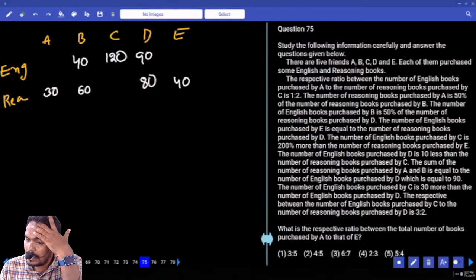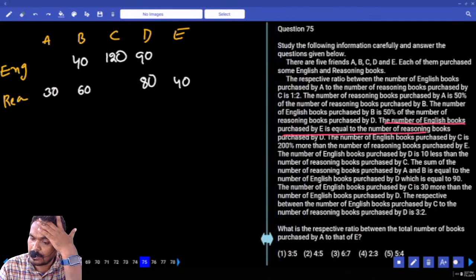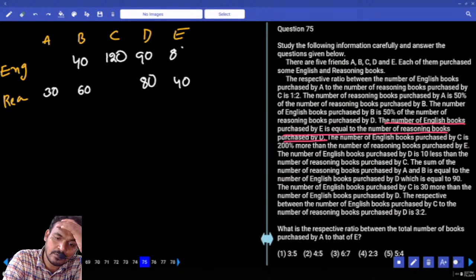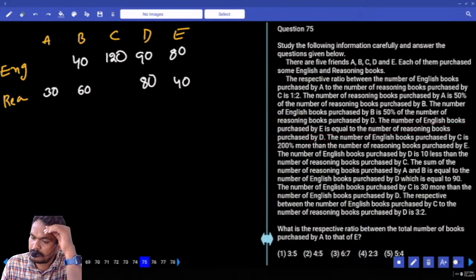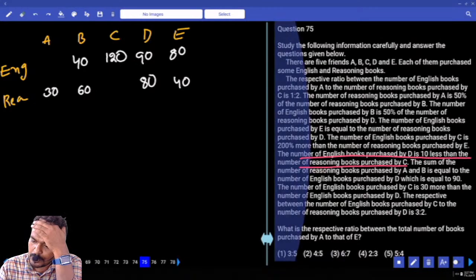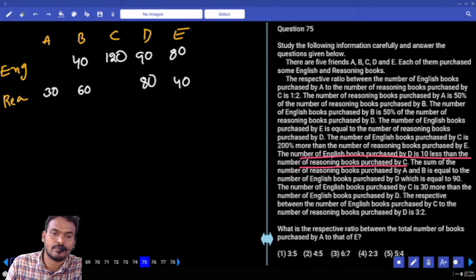No. Next, the number of English books purchased by E is equal to the number of reasoning books purchased by D. What is the reasoning of D? 80. It is also equal to English books of E, means it is also 80, or not? Next, any other clue? The number of English books purchased by D is 10 less than which one? Reasoning books purchased by C. What are the English books of D? 90. It is 10 less than the reasoning books of C.